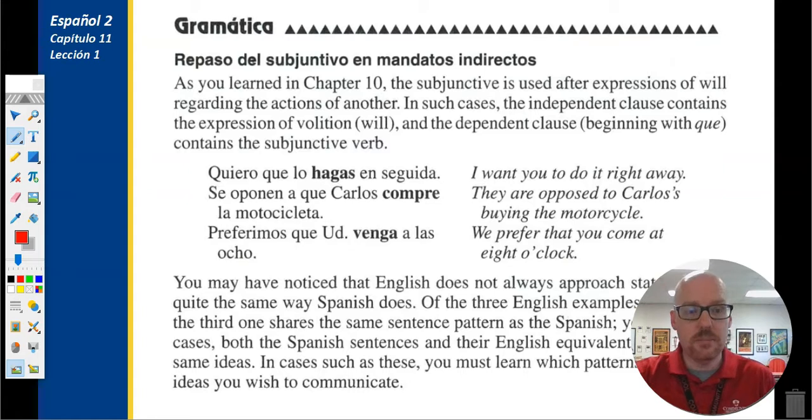Let's look at a few of these examples right here. Quiero que, I want, there's an expression of will. Quiero que lo hagas enseguida. I want you to do it right away. This expression of will has caused this verb to be conjugated in the subjunctive mood.